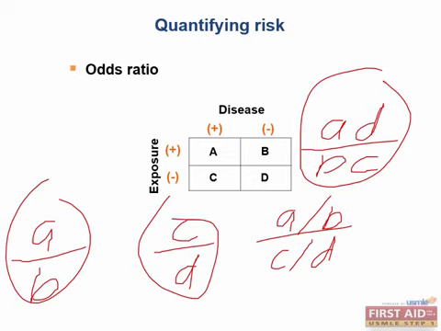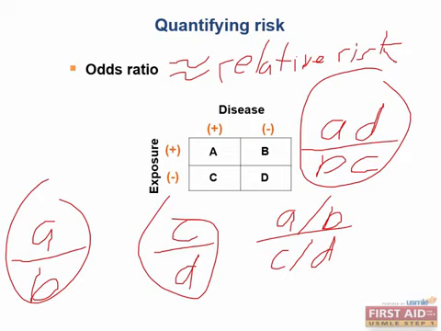There could be a third variable, some confounder that causes both the exposure as well as the disease, so don't be fooled. Now, the odds ratio is approximately equal to relative risk if the prevalence of the disease is not too high, but is not exactly the same.